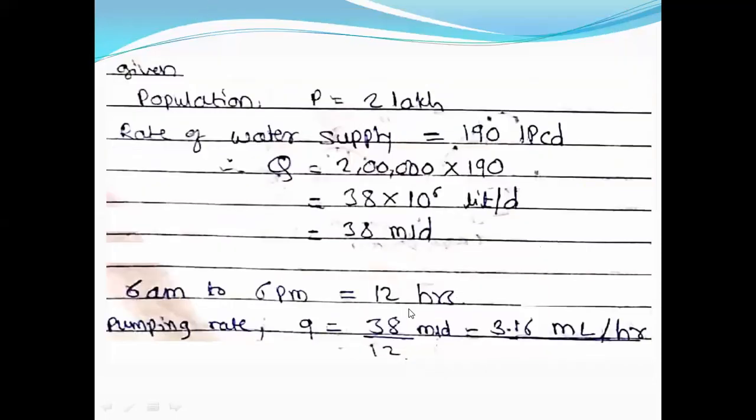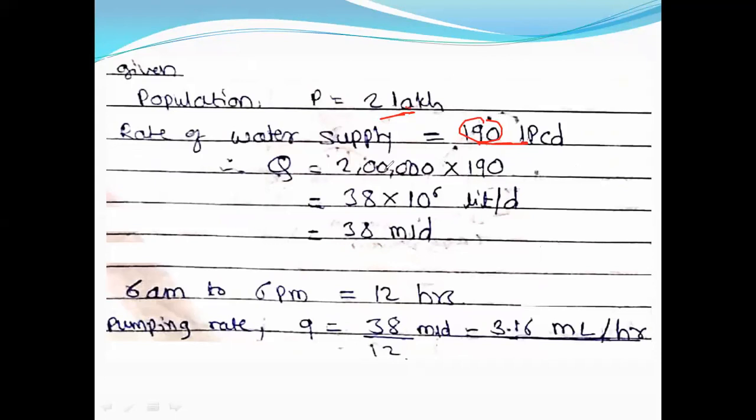See here, population is 2 lakhs and rate of supply 190 LPCD. प्रति माणसी एवढं पाणी असेल तर 2 लाख लोकांसाठी किती असेल?